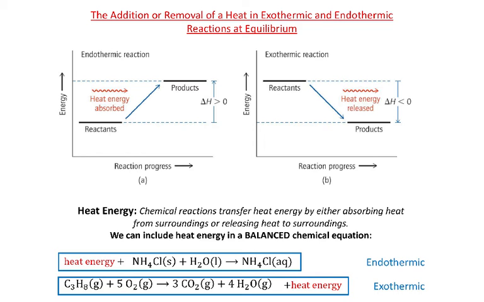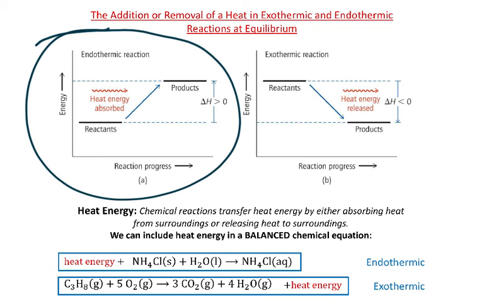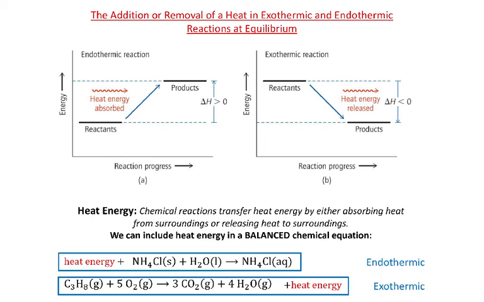Now, changing the temperature is like adding or removing heat. And if we have an exothermic and endothermic reaction, we know how it reacts to heat. Recall these pictures, right? Where an endothermic reaction has to absorb heat in order to make products. It has a delta H that is greater than 0.